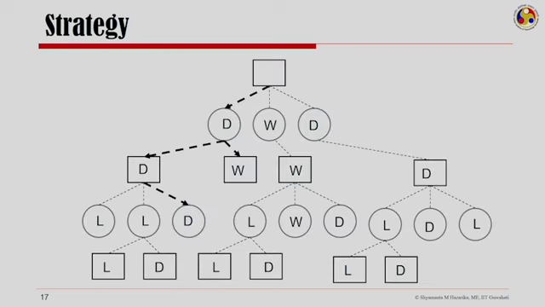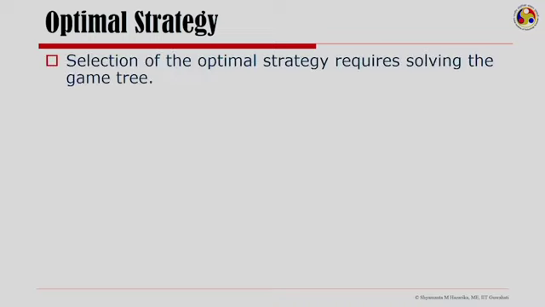So here is the game tree that we have been looking at, and the dark arcs that I have marked here, with one choice for max, all possible choices for min, and again one choice for max, is a strategy for max. So now having defined what strategy is, how does one find an optimal strategy?